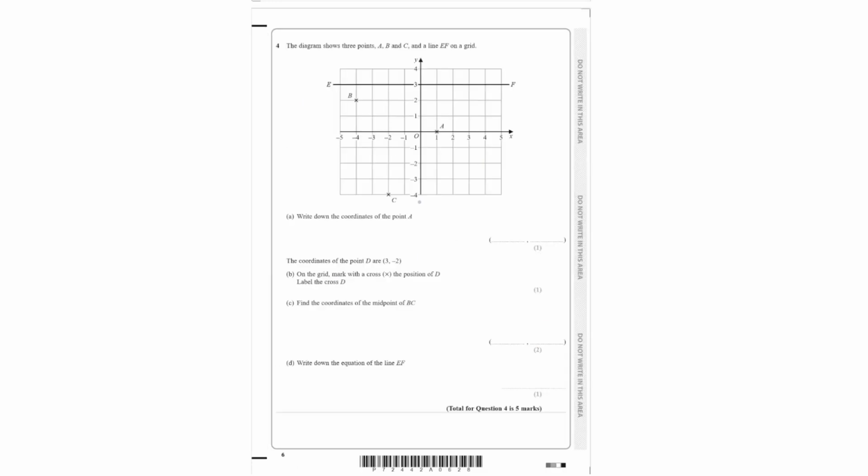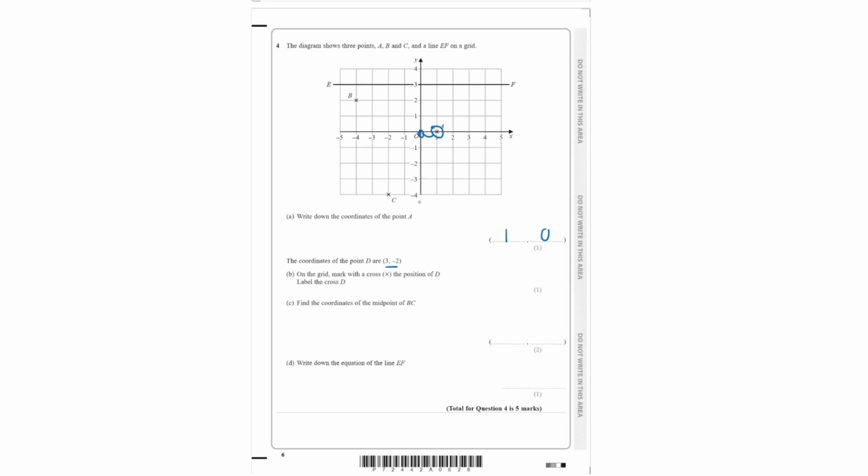Question 4. The diagram shows 3 points A, B, C, and a line EF on the grid. Write down the coordinates of point A. We simply go on the x-axis first. That's 1. And it's on 0 on the y-axis. So here's 0.